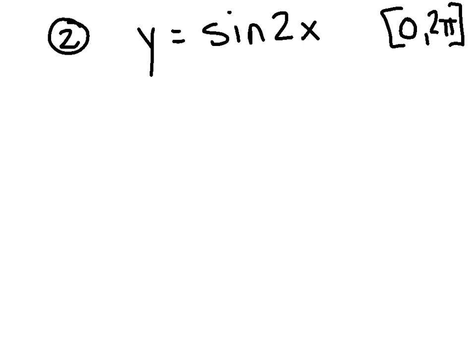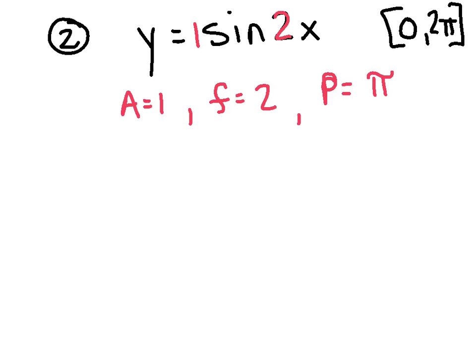So the first thing I'm going to say to myself here is, now I've got an amplitude of 1 because of that coefficient. I've got a frequency of 2 because of this. And then the period is going to be 2 pi divided by 2, which in this case turns out to be pi. So I think this one's a little bit trickier in my estimation.